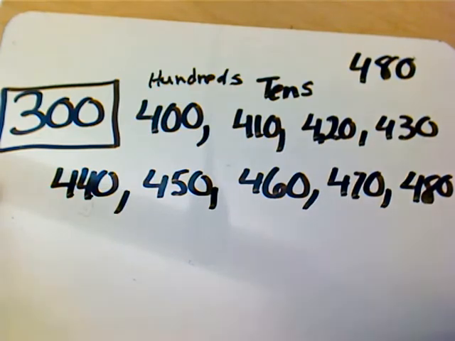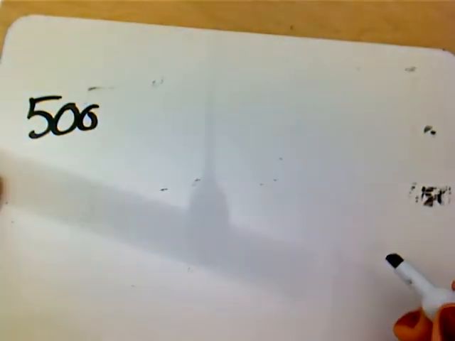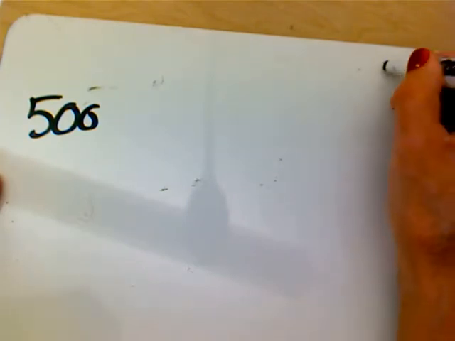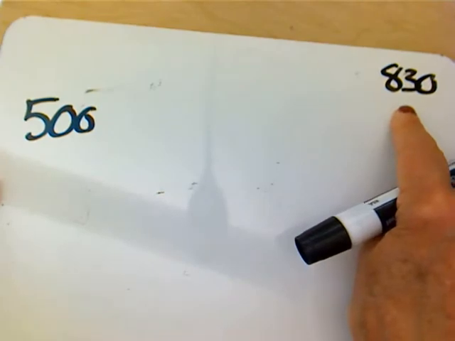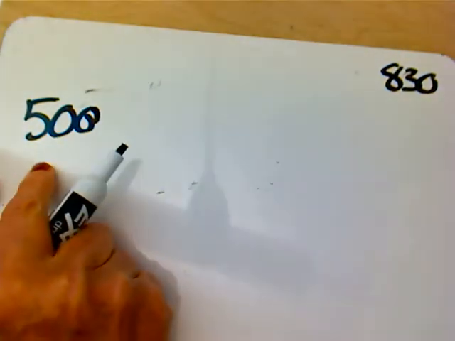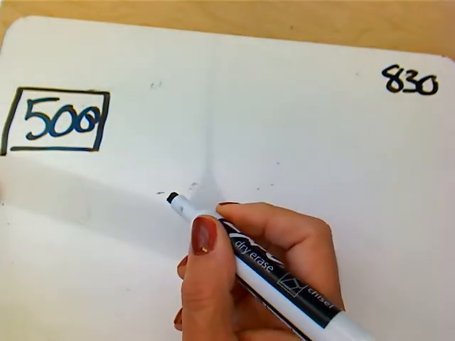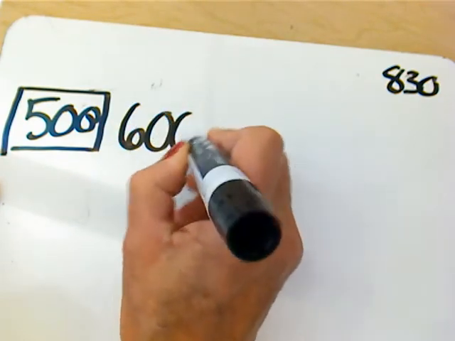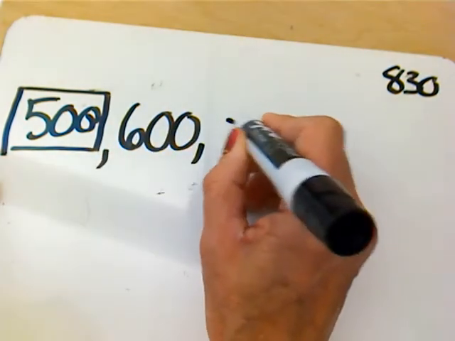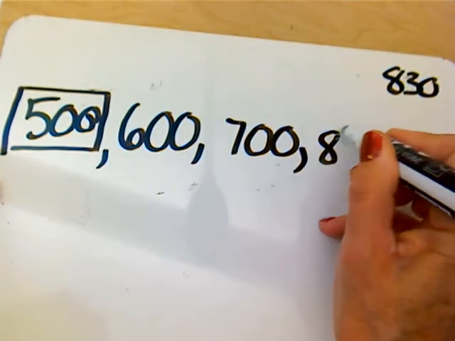All right, let's try another one. This time we're going to start at 500, and we are going to count up to 830. So we're starting at 500, and we want to end at 830. So, here's my beginning number. I think it would probably be smart if I started by hundreds. So 500, 600. Could I go another 100? I would. To 700. I think I could even go another 100 to go to 800.